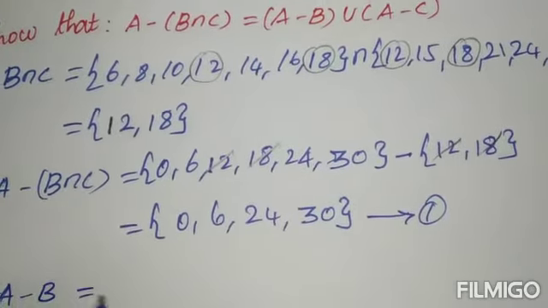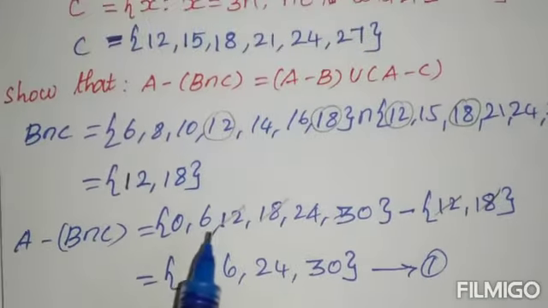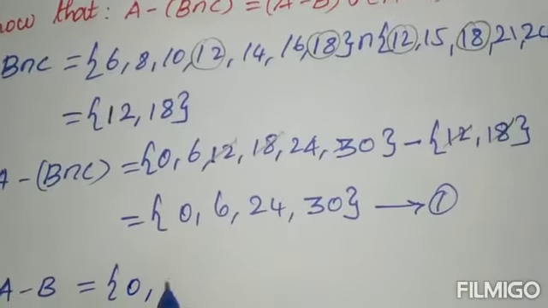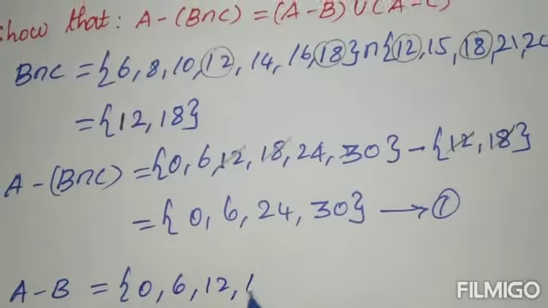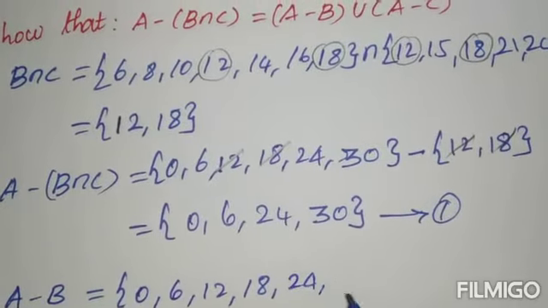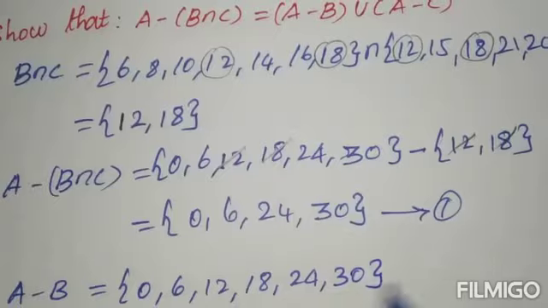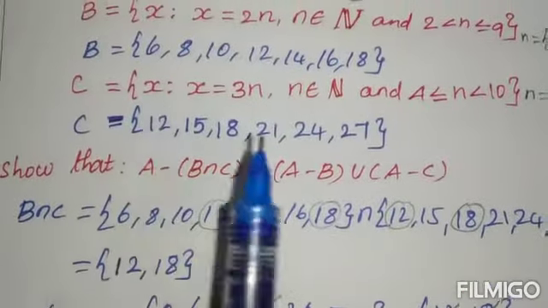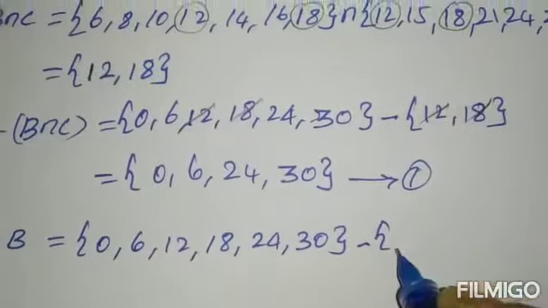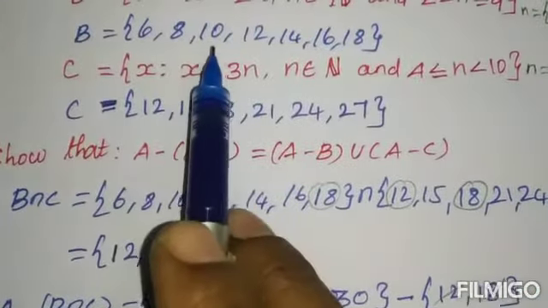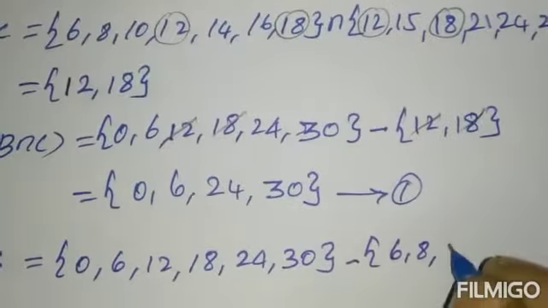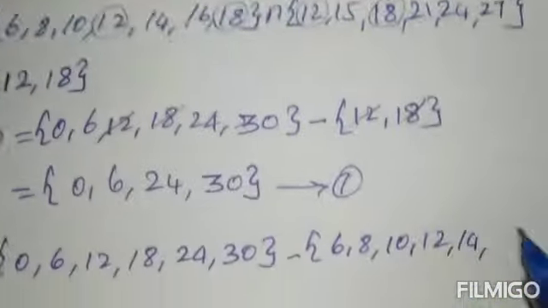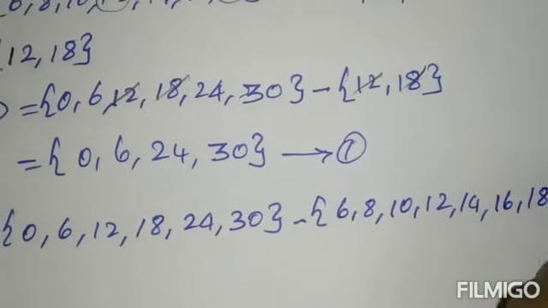So A difference B means first listing the elements of A. So elements of A are 0, 6, 12, 18, 24, 30. These are the elements of A. Difference elements of B. So elements of B are 6, 8, 10, 12, 14, 16, 18. So up to 18.